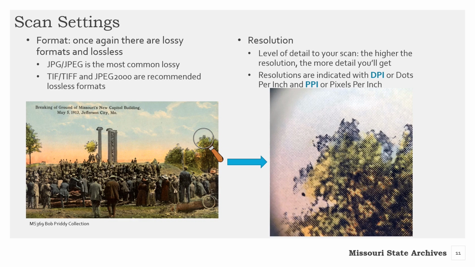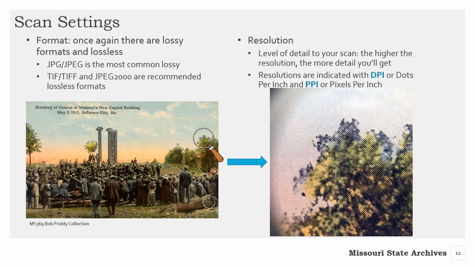Since we just spoke about format for born digital images, let's do the same with digital scans. Once again, there are lossy and lossless formats. For making a digital scan, the most common lossy format is JPEG, and the most common lossless is TIFF. Next, you will need to set your scanner's resolution. The resolution is an amount of detail you want to capture in the scan. The higher the resolution, the more detail you'll get.